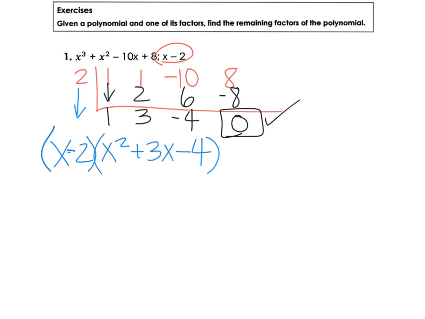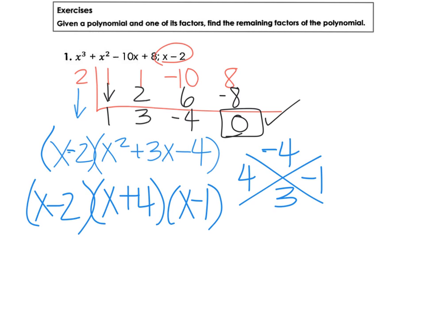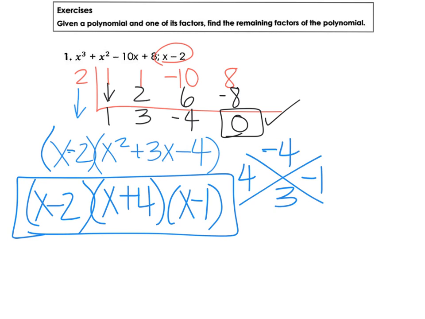Now we want to see if we can factor out what's left of the polynomial, which ends up being quadratic. So we want to factor it by doing our diamond. Negative 4 goes on top, positive 3 on the bottom. Two numbers that multiply to negative 4 and add up to 3 would be positive 4, negative 1. So we're left with x plus 4 and x minus 1. Those are the remaining factors of the polynomial. And I think you should just write x minus 2 as well, even though we're given that that is a factor. List out all the factors together.